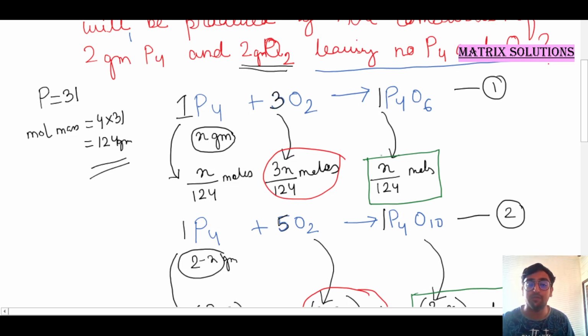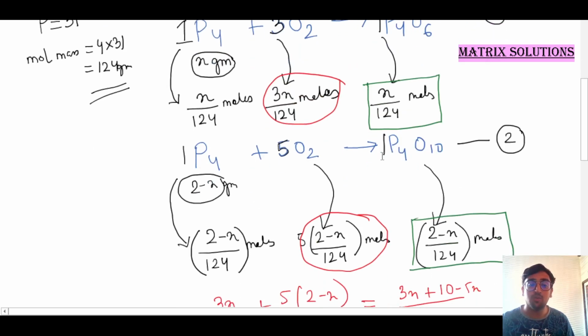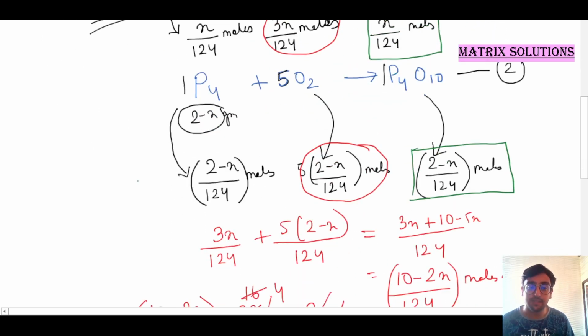And here it is 1 part, so X by 124. Similarly here also, 2 minus X grams is in grams, so we have to convert it into moles first. So what is the amount of moles? 2 minus X by 124. So 1 part corresponds to 2 minus X by 124. Then 5 parts correspond to 5 multiplied by this amount. And here also 1 part corresponds to 2 minus X by 124 moles.